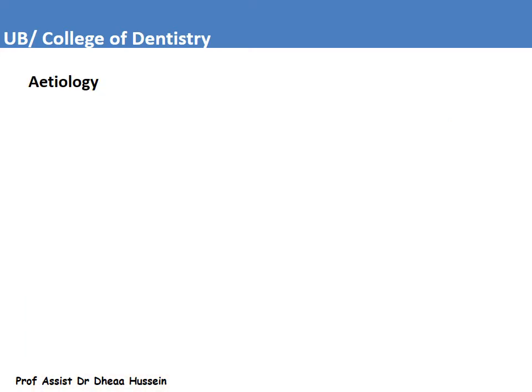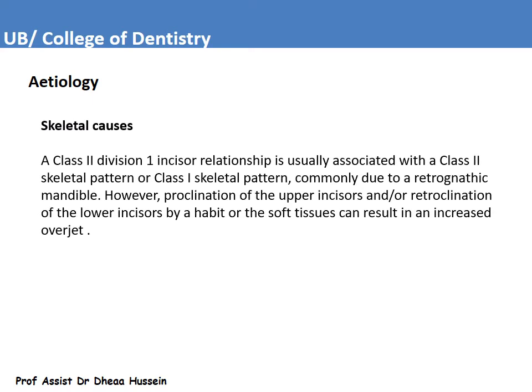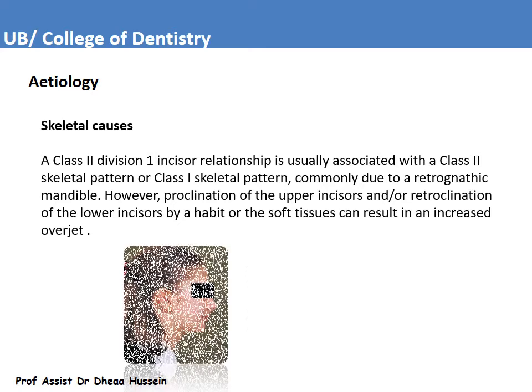There are several etiological factors, but generally skeletal, dental, and soft tissue factors have different implications in the general features of Class 2 Division 1. For the skeletal classification, we can see Class 2 Division 1 in different skeletal relationships, but mainly in a Class 2 skeletal pattern or sometimes in a Class 1 skeletal pattern. This is due to a retrognathic mandible. Sometimes proclination of the upper incisors or retroclination of the lower is a result of different severity of the underlying skeletal deformity.